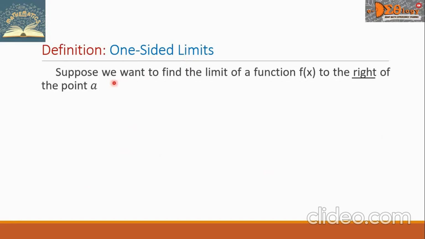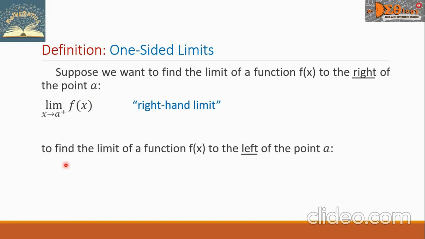Let us now define one-sided limits. Suppose we want to find the limit of a function f of x to the right of the point a. The notation is this: the limit of f of x as x approaches a, and this a will have an exponent of positive sign, and we call this the right-hand limit.